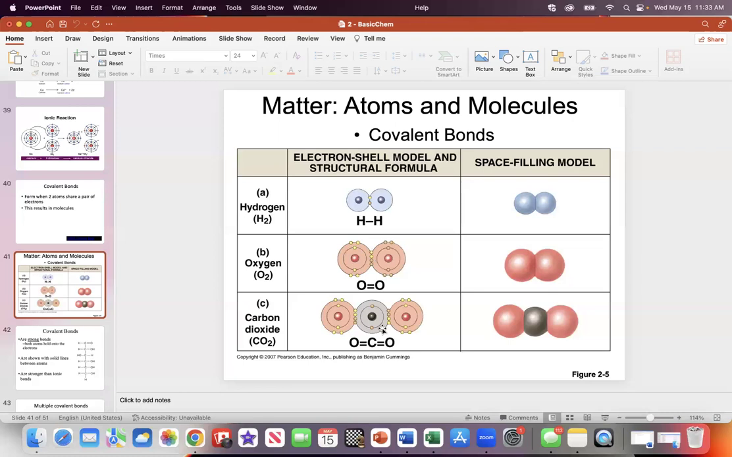And for carbon, carbon's atomic number is 6, so 6 protons, 6 electrons. First layer, you have 2. Second layer, you have 4. And carbon needs 4 more to make the carbon happy. Happy means low energy. So you need to share 4 pairs of electrons.